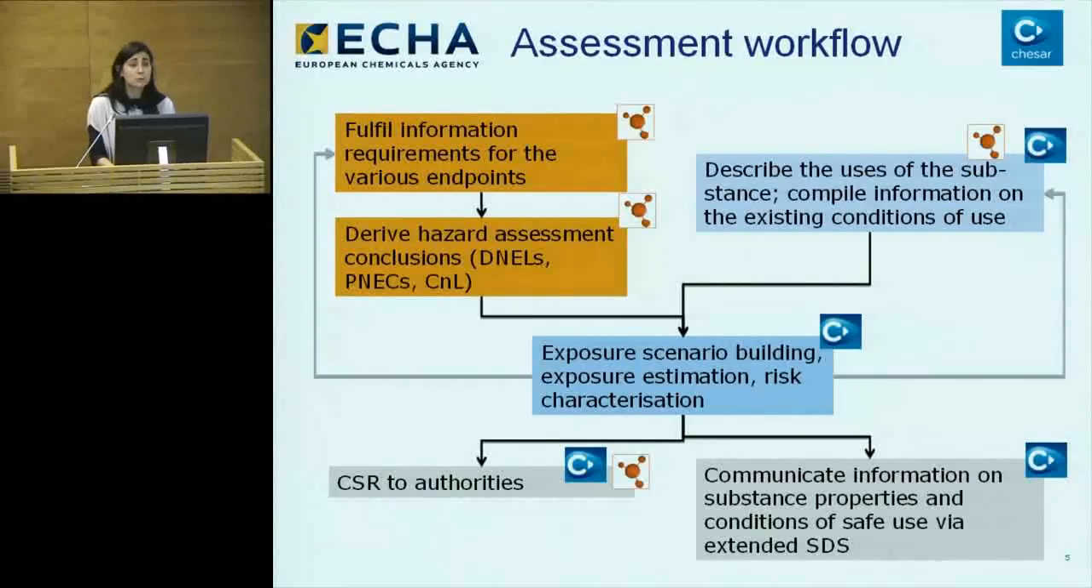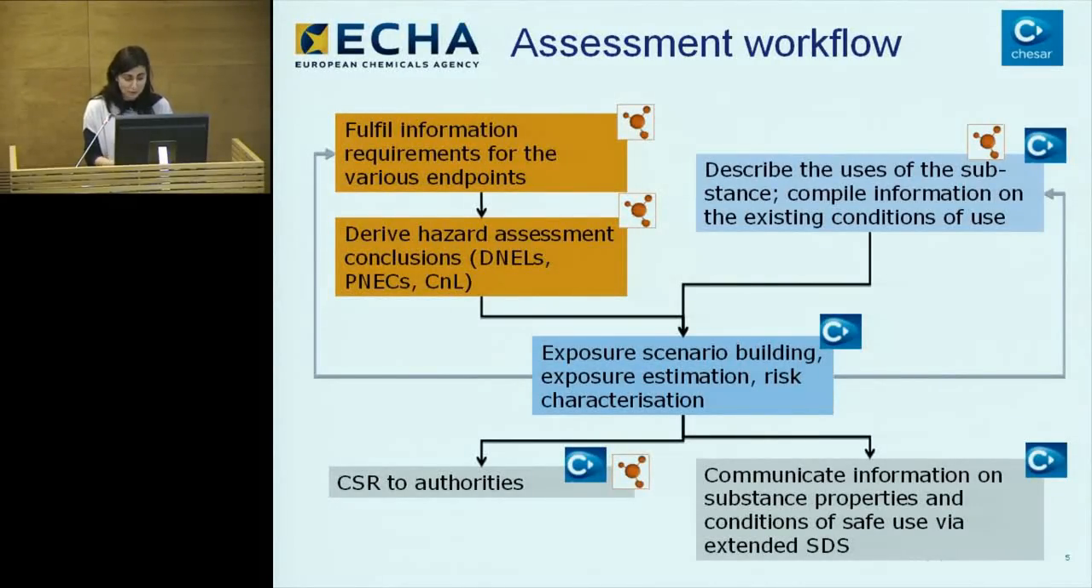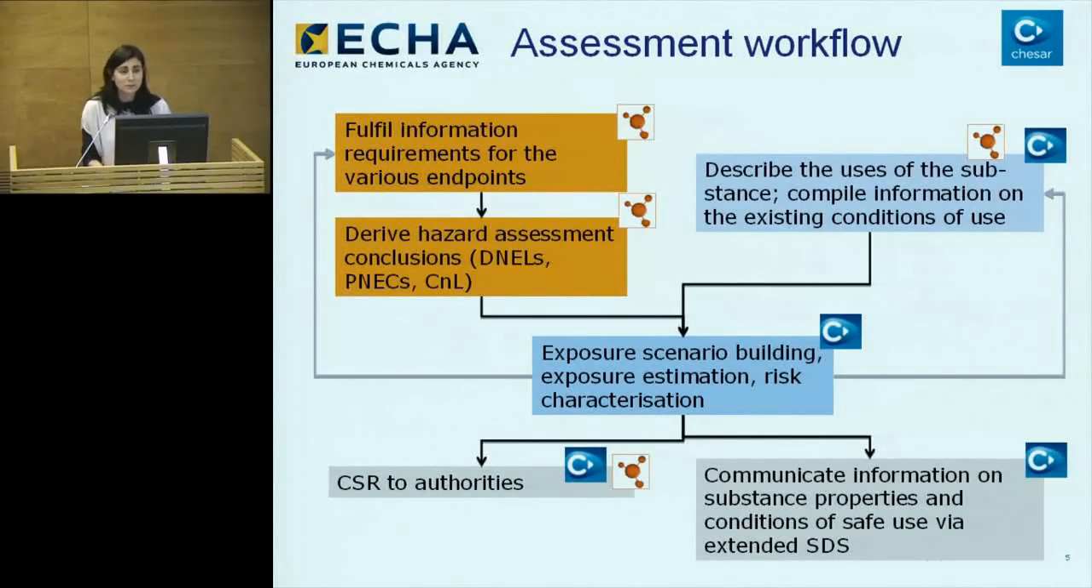So basically what we aim to do with Chesar is to give the full possibility of doing the assessment workflow in a proper way. So we have the information from the Euclid, the blocks that you see in orange, I think. The information from the endpoints, the different endpoints, and the information on the other assessment conclusion. Then this information combined with the description of uses that can be done in Chesar and then can be reported also in Euclid. The combination of this information gives also the possibility to get the exposure scenario building and, of course, the exposure estimation and risk characterization that goes out as a CSR to the authorities or as an exposure scenario annexed to the safety data sheet.